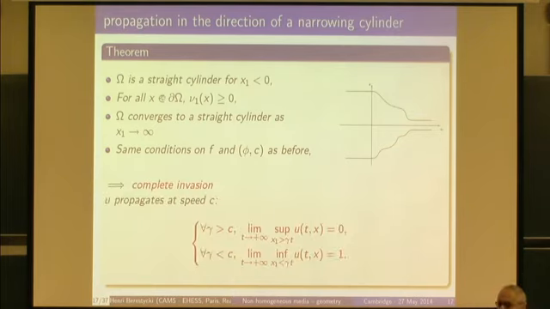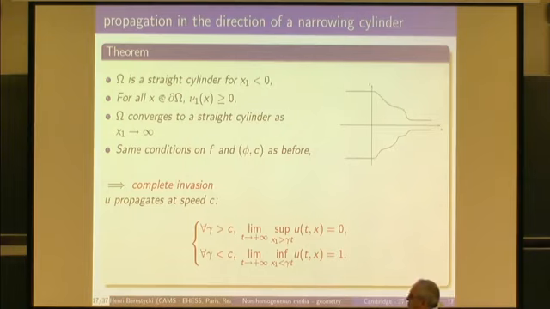In this case, there is always complete invasion. The solution u of t and x will converge everywhere to 1 as t goes to infinity. At every point in the cylinder, it will be 1. Moreover, it will do so with an asymptotic speed of propagation, which is c. So c is the unique speed of planar traveling fronts, the unique speed of this ODE.